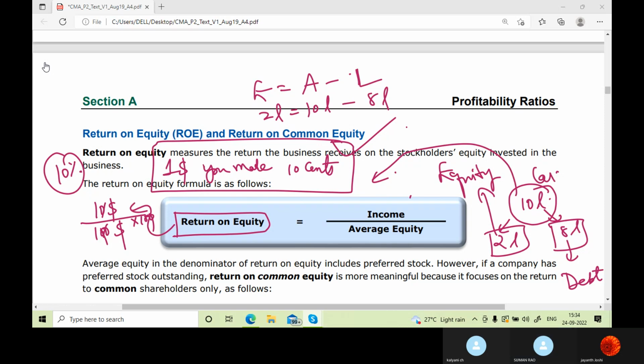Okay. Formula is this, no? 10 over 100 into 100. Hello. Yeah, tell me, Suma. Yeah, this is the formula, 10 over 100 into 100. This is the formula for return on equity. Right? Yes, sir. For $1, we made 10 cents. Yeah, so income is 10.